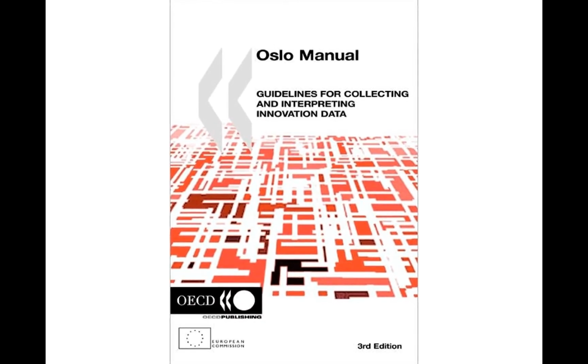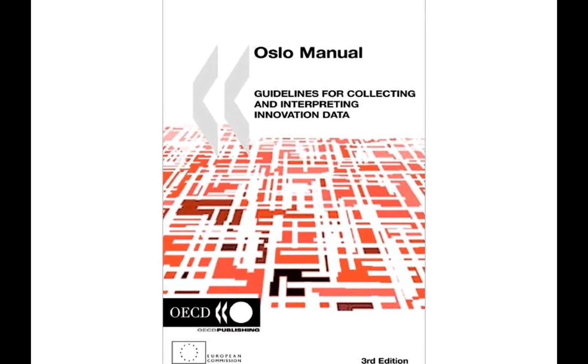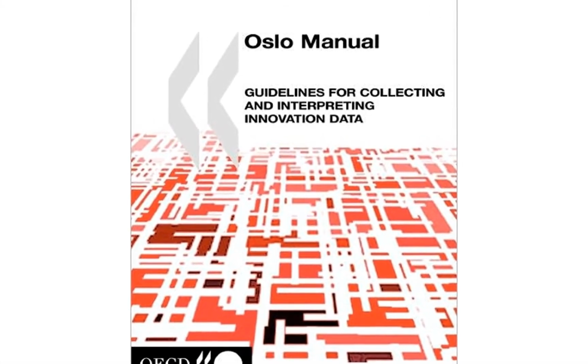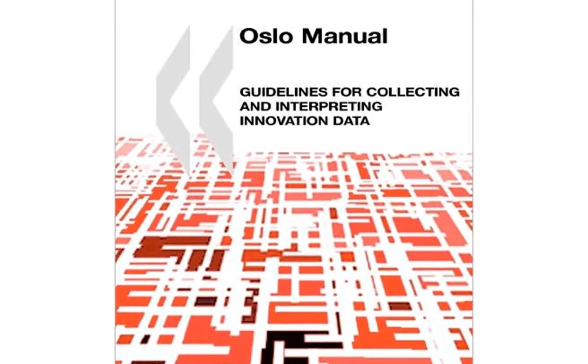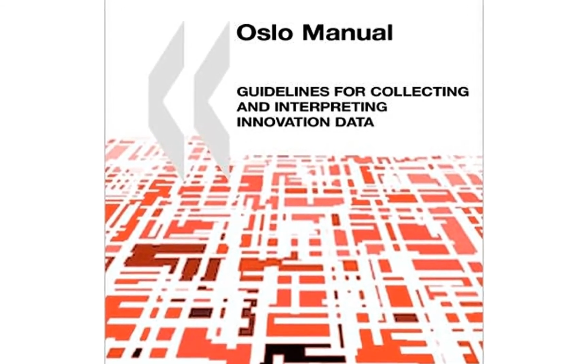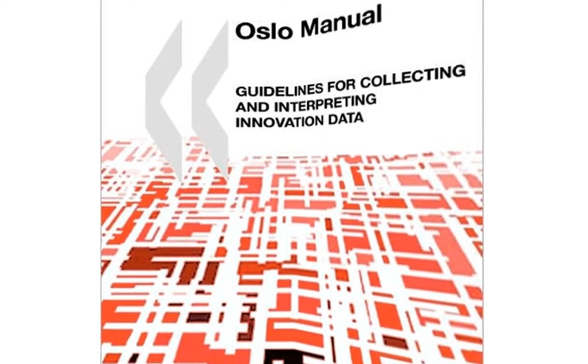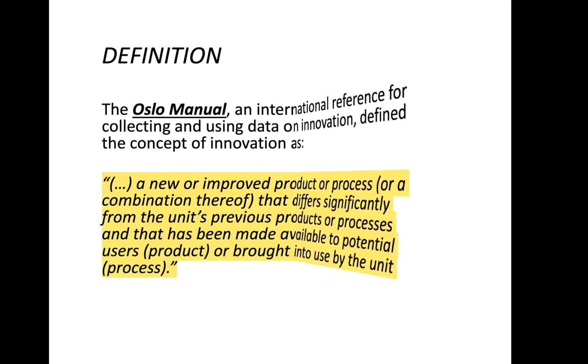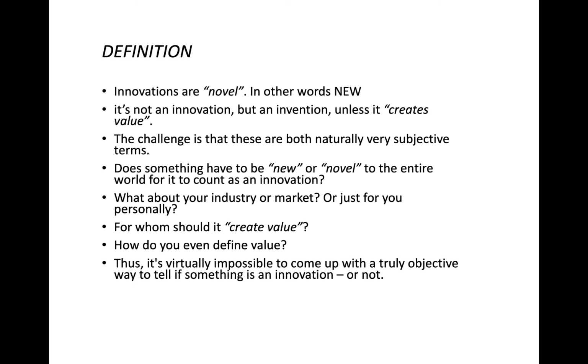The Oslo Manual is a guideline for collecting, reporting, and using data on innovation. And this was first published in 1992 and basically serves as an international reference guide for collecting and using data on innovation. And according to them, innovation is defined as a new or improved product or process, or a combination thereof, that differs significantly from the unit's previous products or processes, and that has been made available to potential users in the form of a product or a service, or brought into use by the new unit in the form of a process.